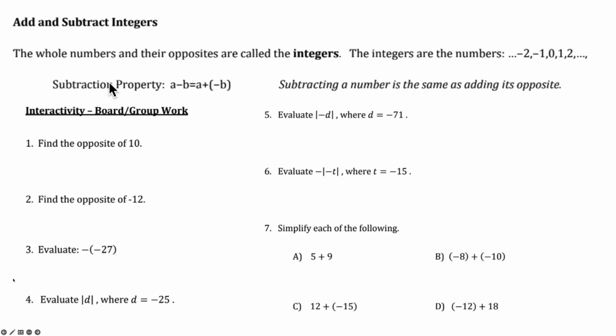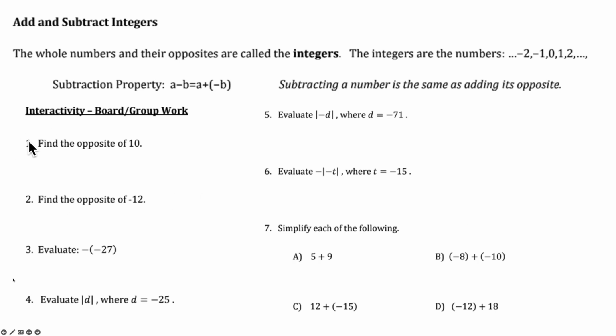We have what is known as the subtraction property. A minus b is equal to a plus the opposite of b. So we can always change that up to help us out. And we'll look at that when we get down to number 7. I'm going to show you a couple tricks of the trade to make your work go by really fast.